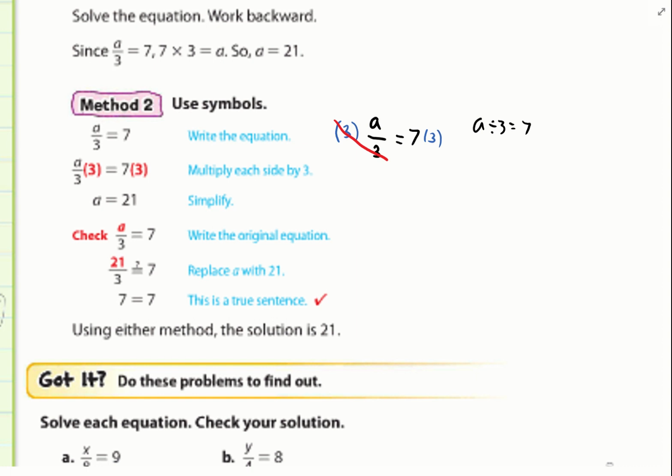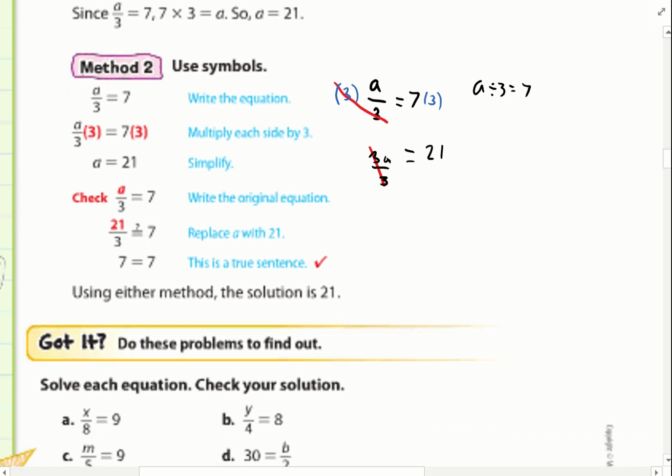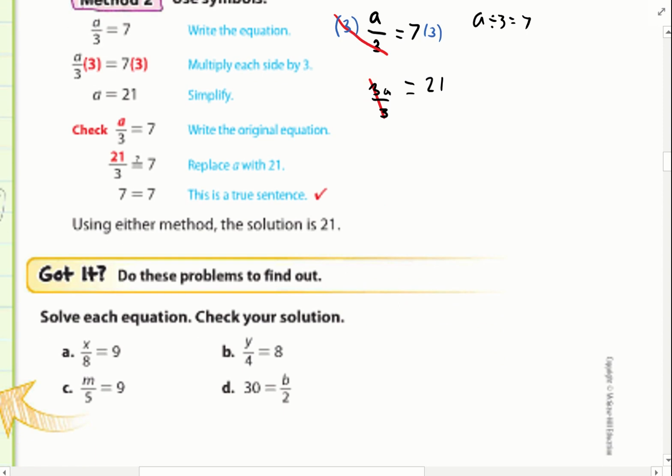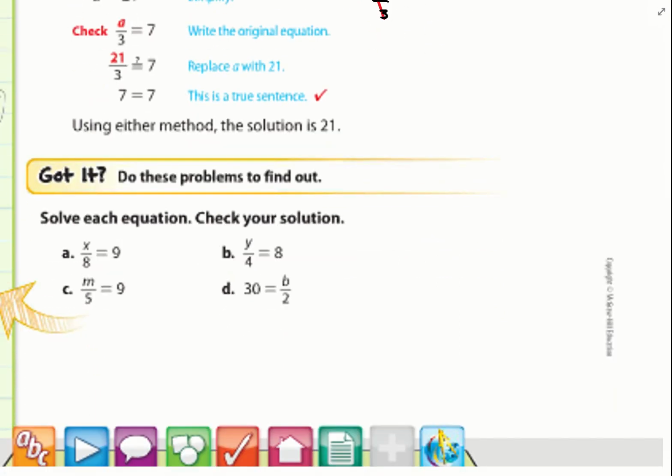But I'm going to show you the steps. So 3 times a over 3 equals 3a over 3. So 3a over 3, they're still going to cancel. And then we have 7 times 3 equals 21. So it's my denominator that I'm multiplying with in order to get rid of my denominator, and then I get my variable by itself. So go ahead and try a, b, c, and d.